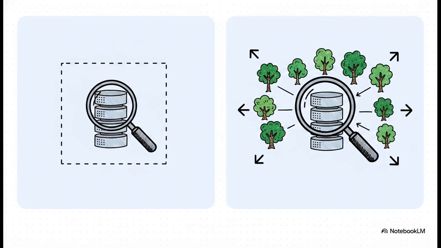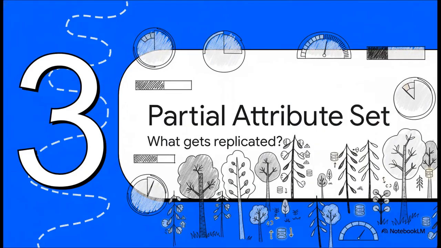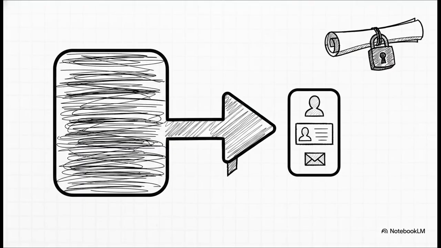A domain controller that is also a global catalog server holds its full local domain database plus a partial copy of every other domain in the forest. It gives you that much-needed forest-wide visibility. Which brings us to Section 3, the partial attribute set. What gets replicated? As we just mentioned, the global catalog doesn't store every single attribute of every object.